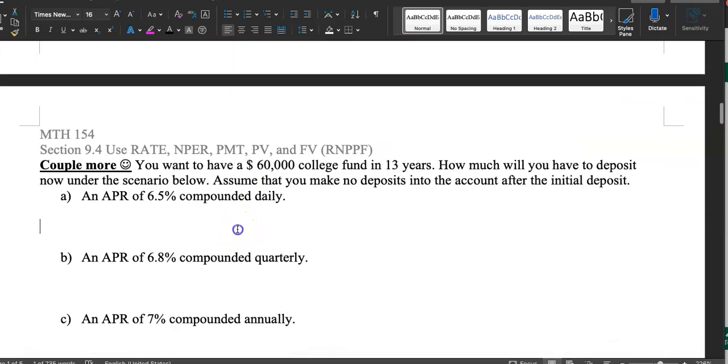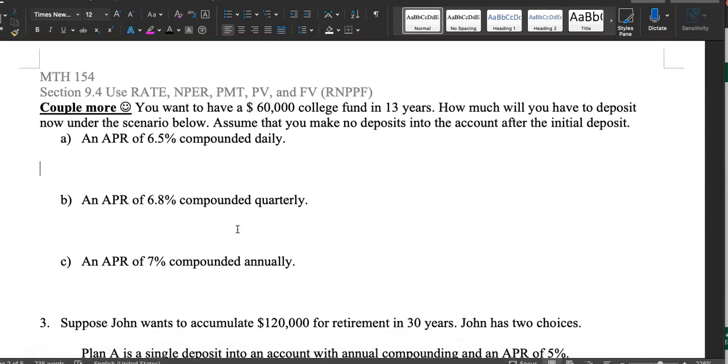All right, you want to have $60,000 college fund in 13 years. How much will you have to deposit now? Why am I highlighting that in yellow? Because that's telling me that I need to do the present value function. That's the keyword that I need to use, the present value function.